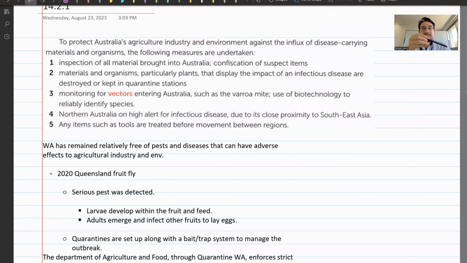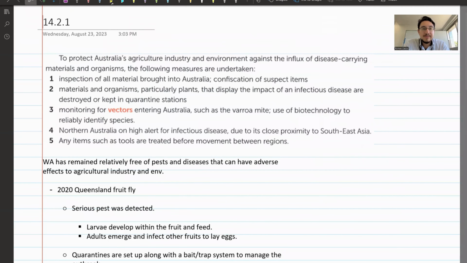Why can't I draw? Let me get my pen here. Inspection of all material needs to be surveilled, right? Inspected, right? Any kind of shady material would get confiscated, right? Like I mentioned before, plant material, other animals, right? They could easily get taken away from you if they're suspected of being sick, right?